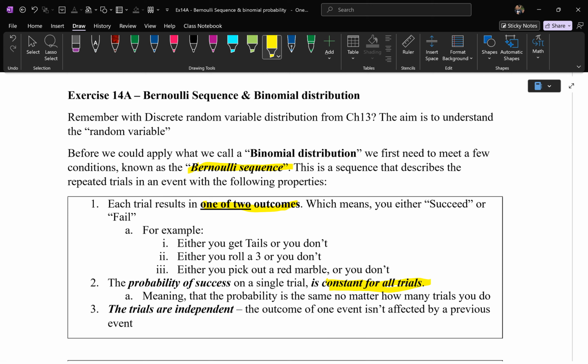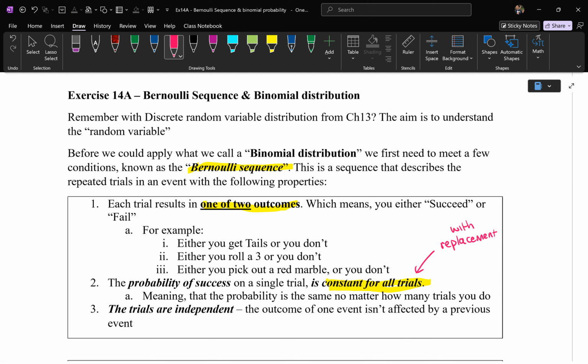Number 2, the probability of success on a single trial is constant. So if you think back to year 8, year 9, year 10, probability being constant means it's replacement. So if you took out a marble in a bag, let's say there was 10 marbles in a bag, you take out one, there's 9 left. If you do replacement, technically the next draw is still the same. The chances don't change because the number of marbles is still the same. So this one, think of it as probability with replacement.